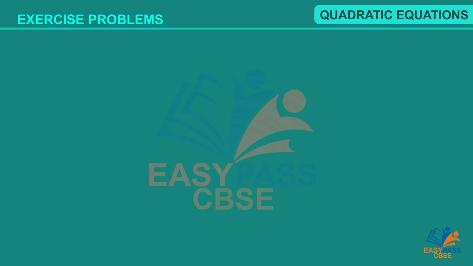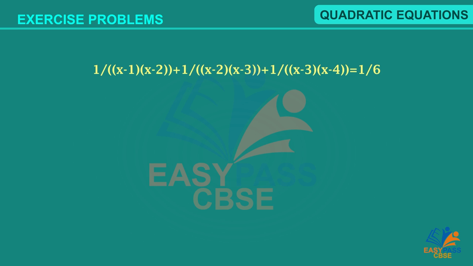Come to next question. 1 over x minus 1 times x minus 2, plus 1 over x minus 2 times x minus 3, plus 1 over x minus 3 times x minus 4 is equal to 1 by 6. Now we have to simplify by taking LCM.